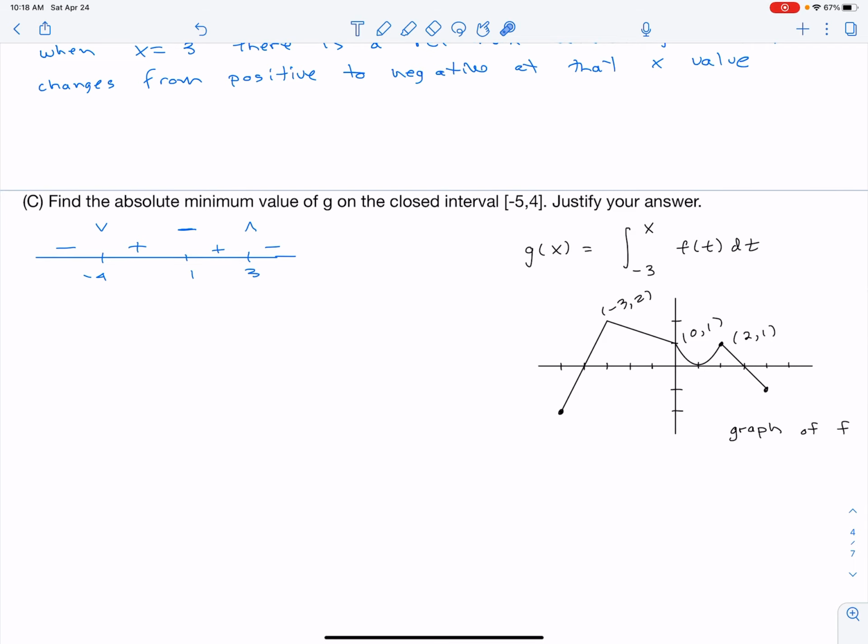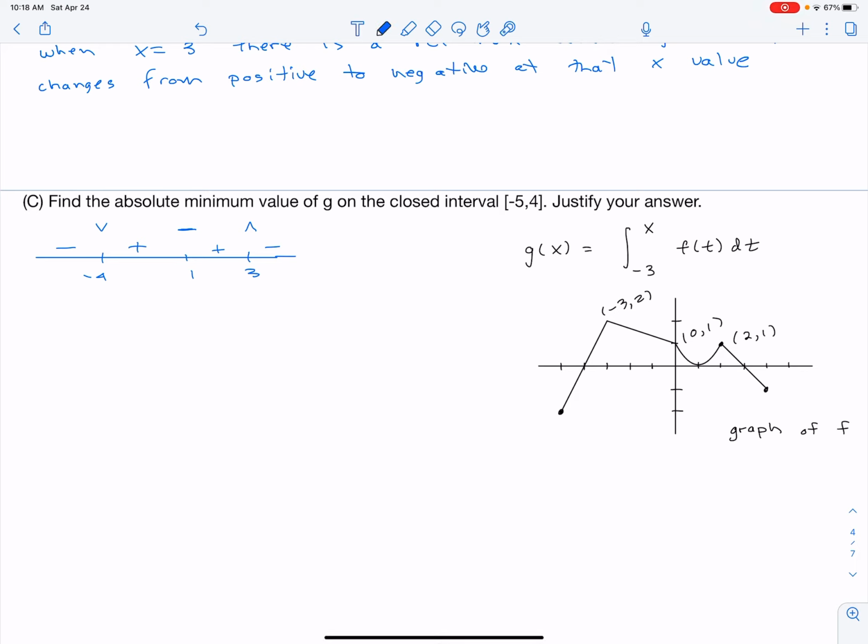Now, do we need to look at all the critical values? No, we don't. The only critical value we really need to look at is this one, -4. That's the only possible one that could be a minimum. This is a stall. This is a maximum. So I really need to look at 3 points.